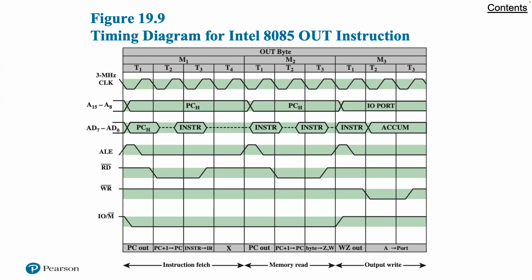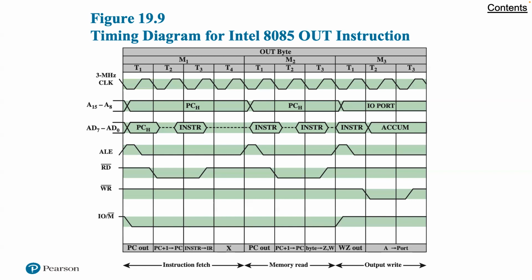The control unit sets the IO/M signal to indicate that this is a memory operation. Also, the control unit causes the contents of the PC to be placed on the address bus, so A15 through A8 and the address/data bus AD7 through AD0. With the falling edge of the ALE pulse, the other modules on the bus store the address.